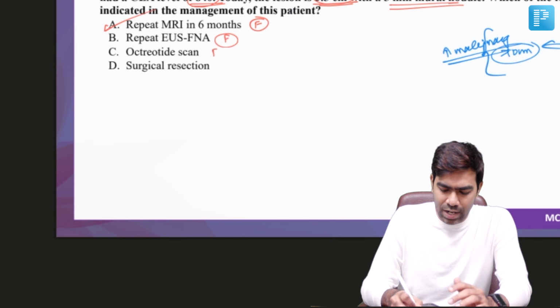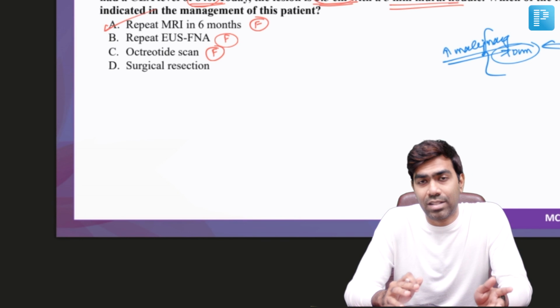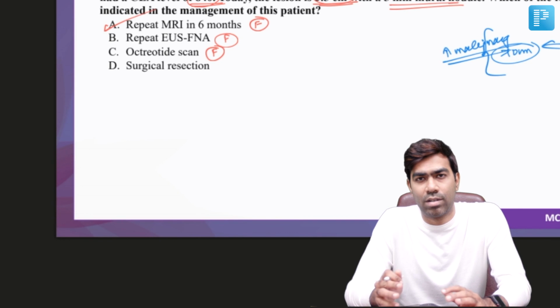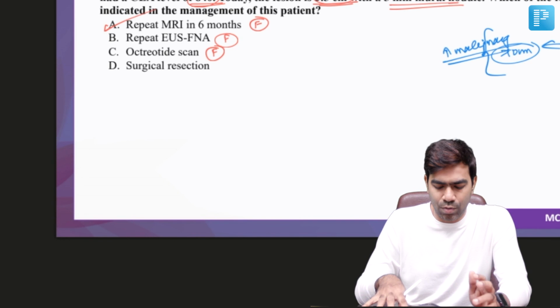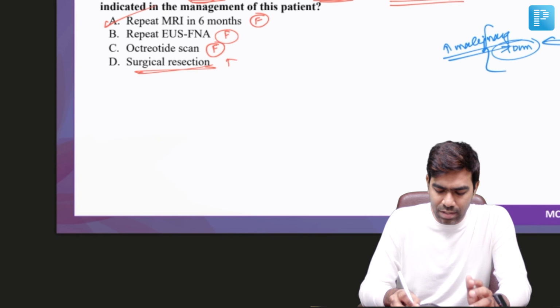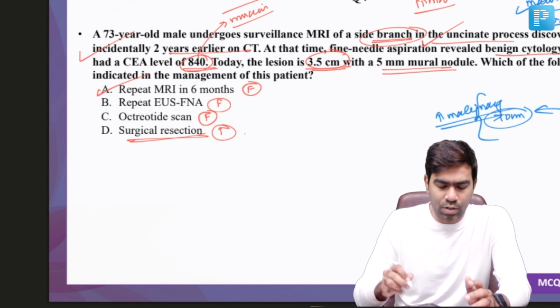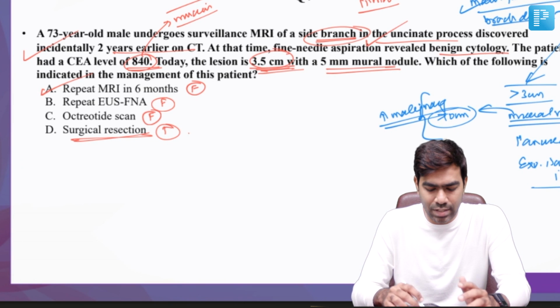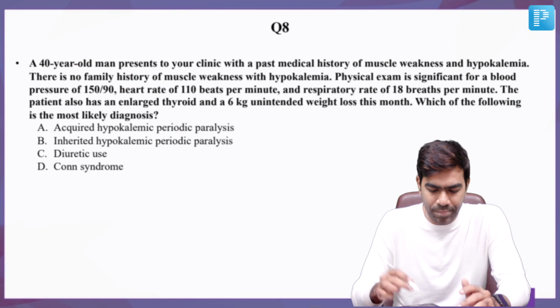And octreoscan is absolutely useless in any cystic neoplasm. Maybe it might be useful in a pancreatic neuroendocrine tumor, but it's not going to be helpful here at all. And surgical resection is the best treatment for this particular individual, because the lesion is more than 3 centimeter, which indicates the risk of malignancy.